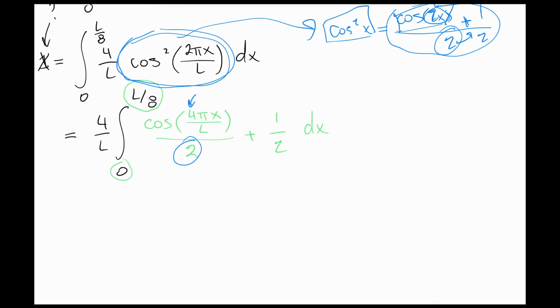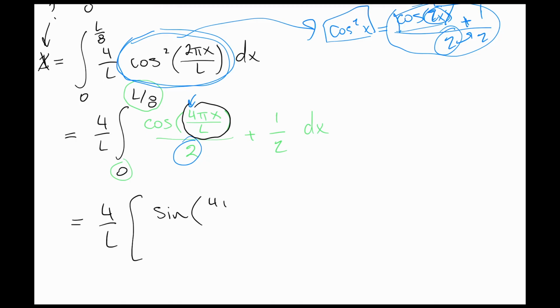Now I think I'm ready to solve. So I have 4 over L. Let's just, you know what? We don't need to simplify. We could literally just integrate at this stage. So I have cosine of some composite thing over here. So I know the integral of cosine is sine.